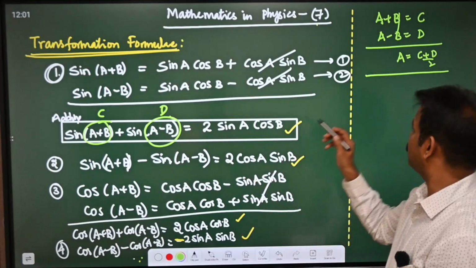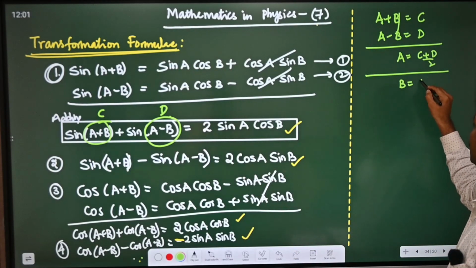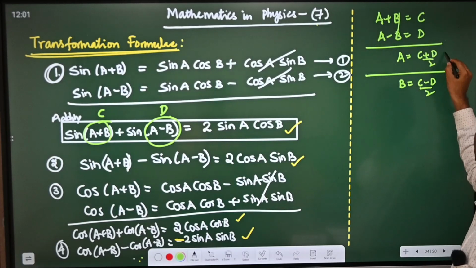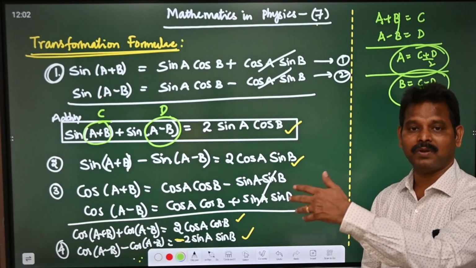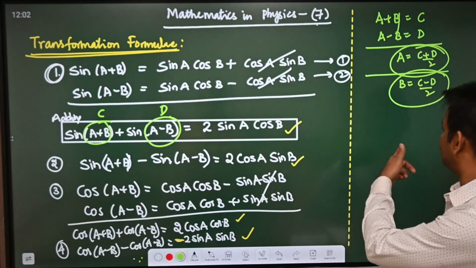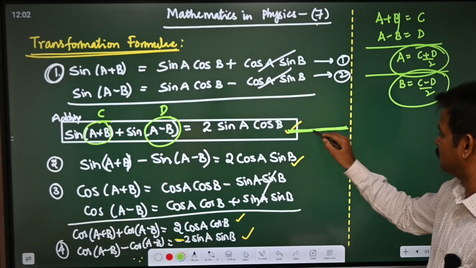Similarly, if you subtract these two, A plus B minus A minus B, B will become C minus D by 2. So whenever A is there, replace it with C plus D by 2, and where B is there, C minus D by 2. So how this formula will change, we will see now.